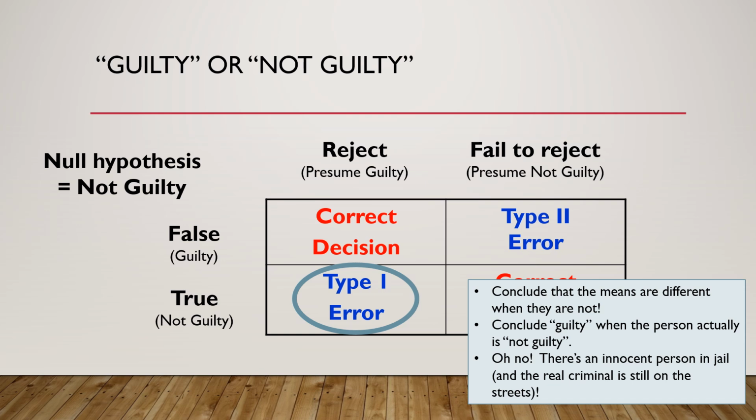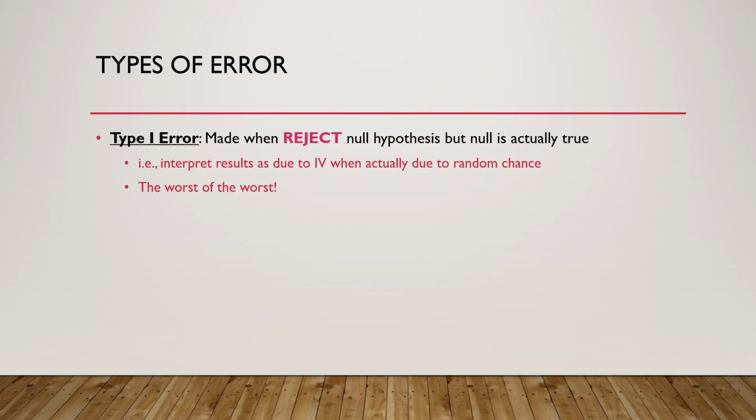We conclude guilty when the person's actually innocent. And this is terrible because now there's an innocent person who's being punished, is going to jail. The real criminal is still out on the street. That's really not good. So this type 1 error is made when we reject the null hypothesis, but the null is actually true. We interpret the results as due to an IV, that there is some effect, when actually any effects we did find are just random chance.